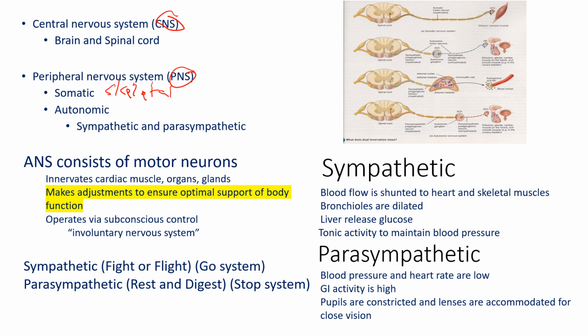Autonomic is primarily smooth muscle. These are things you cannot control. For example, I can't change my heart rate at will. I mean, I guess I could go on a run and make it faster, but that's not really me changing it.